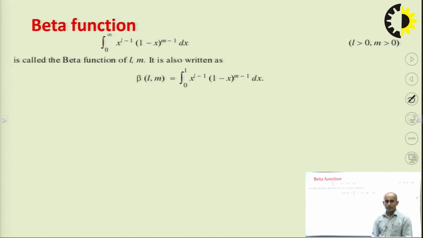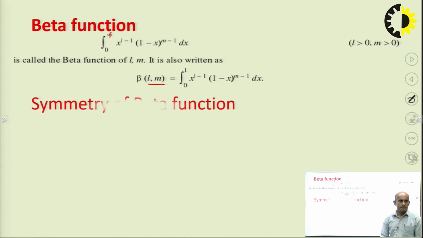Now we have a very important function which is the beta function. This integration is actually with limit 0 to 1 here. So integration 0 to 1, x raised to l minus 1 and 1 minus x whole power m minus 1 dx, and this integration is said to be beta l m, where l and m are positive here. This is a very important formula.